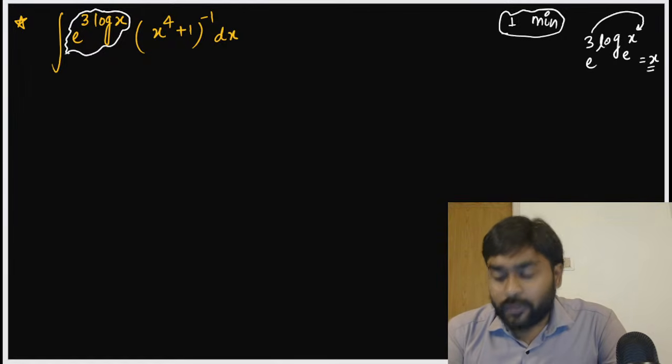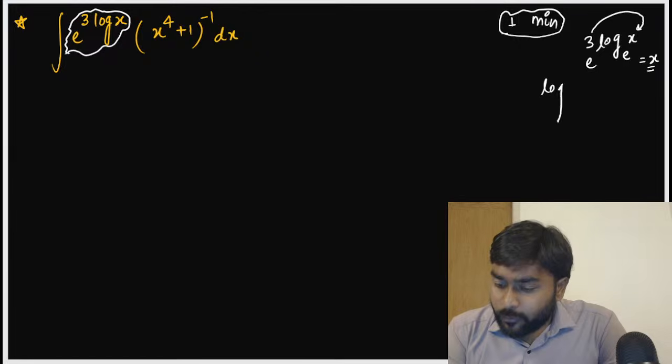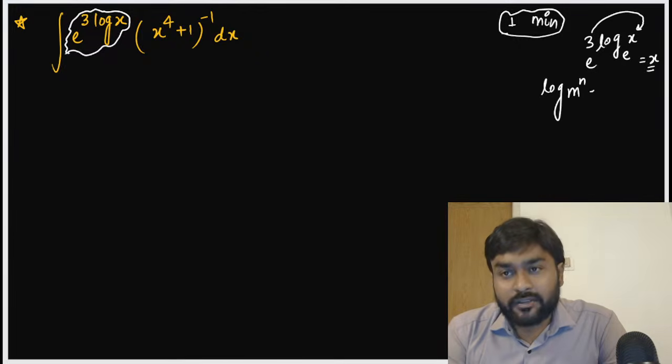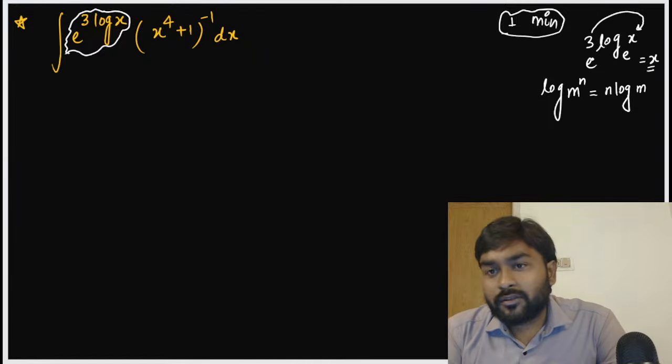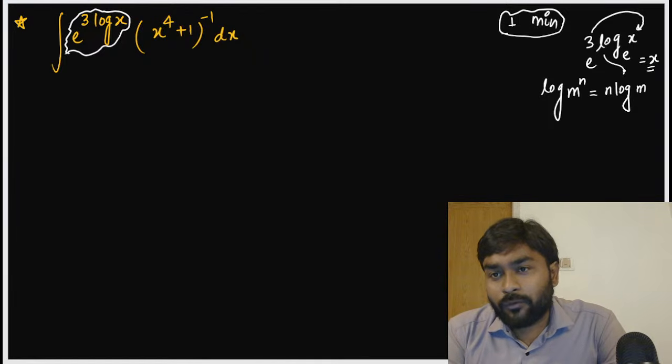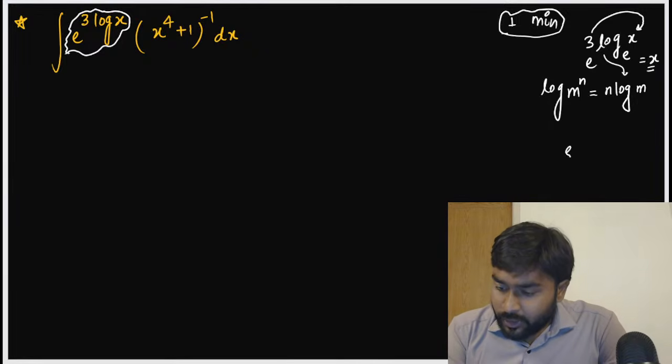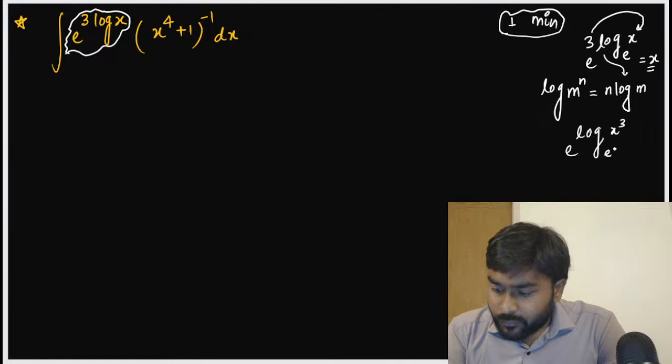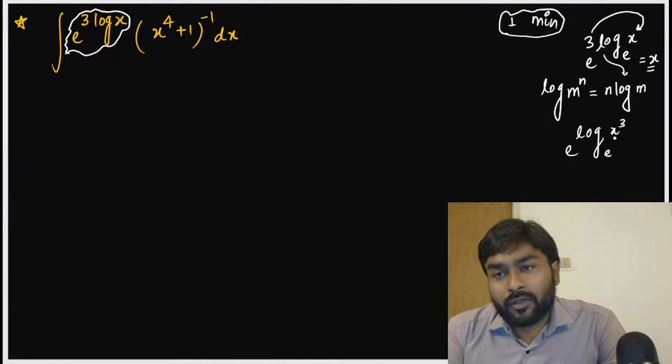Which formula are we using? We are using the log m power n formula. Log m power n is saying n log m. This formula we are using. Correct? So now this is in the form of n log m. We are writing log m power n. You can write e power log x power 3. Okay. So now this you can write x cube.